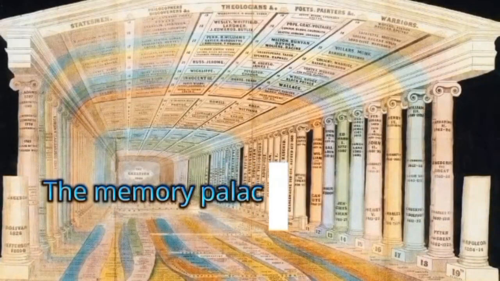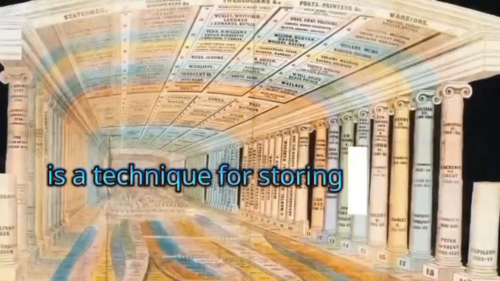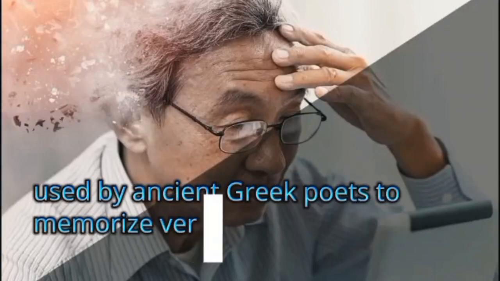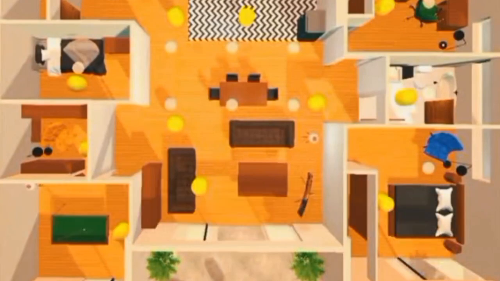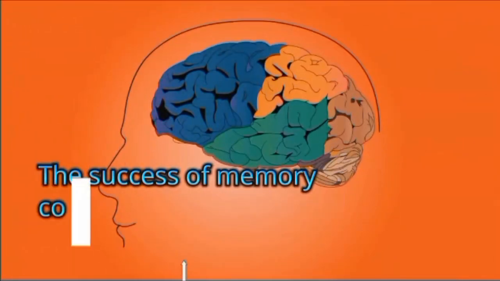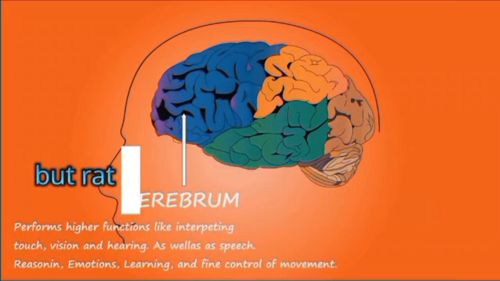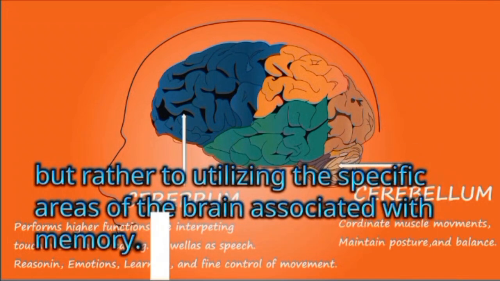The memory palace, also known as the method of Loci, is a technique for storing information in a structured way within your mind. It's one of the oldest memory techniques used by ancient Greek poets to memorize verses and long poems. Today, it's employed by world champions like Dominic O'Brien. The success of memory competitors isn't related to brain power or mental skills, but rather to utilizing the specific areas of the brain associated with memory.